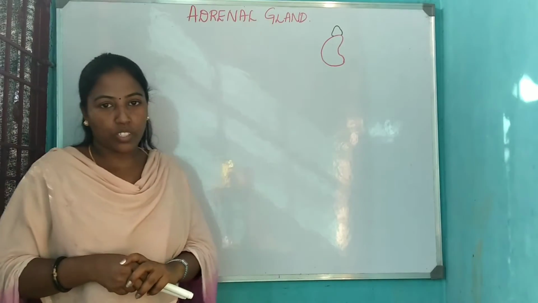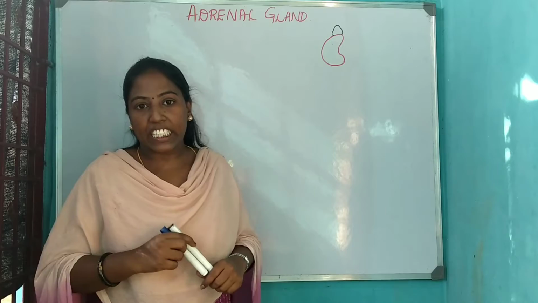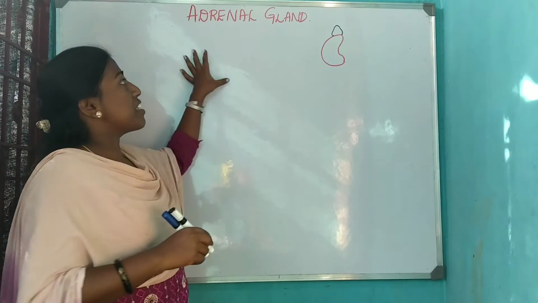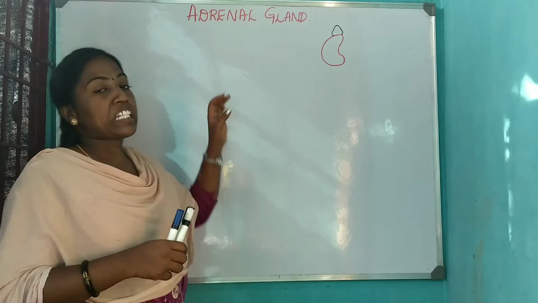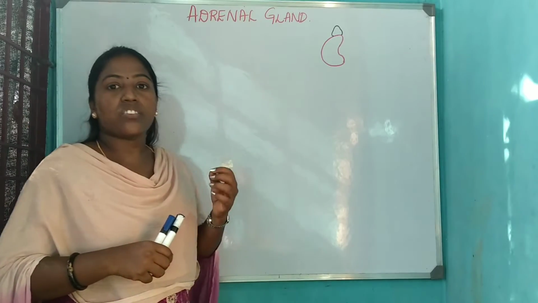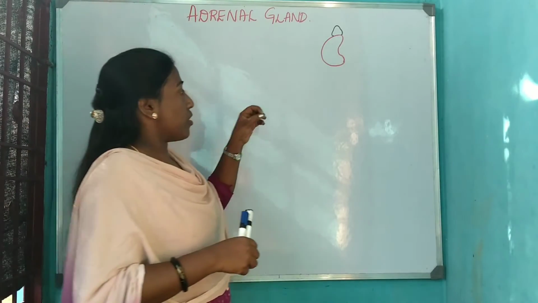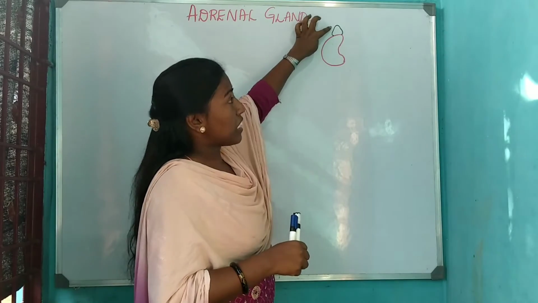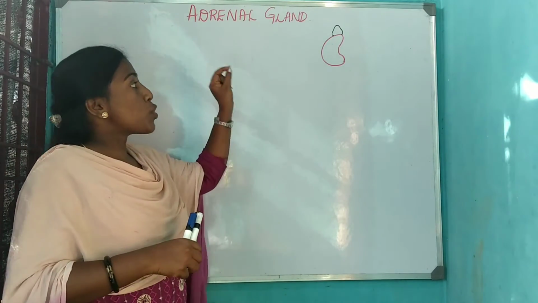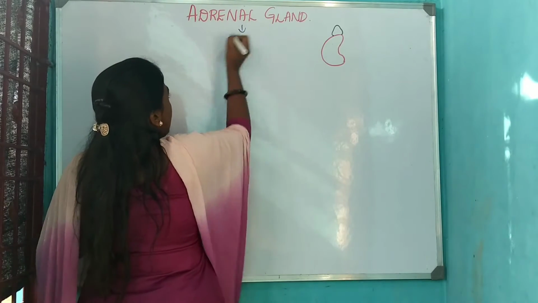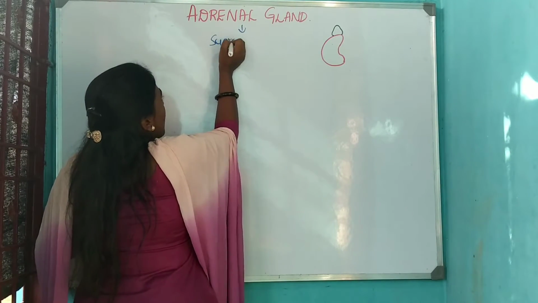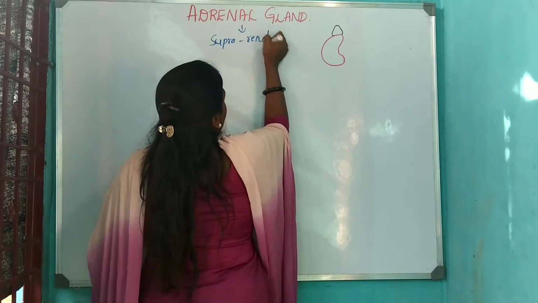In today's class, we are going to discuss the endocrine gland called the adrenal gland. If you see the position of the adrenal gland, it is located just above the kidneys, hence the name suprarenal gland. So, the other name for adrenal gland is suprarenal gland.